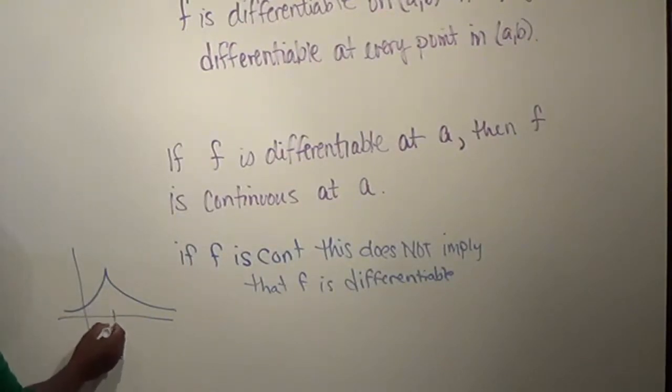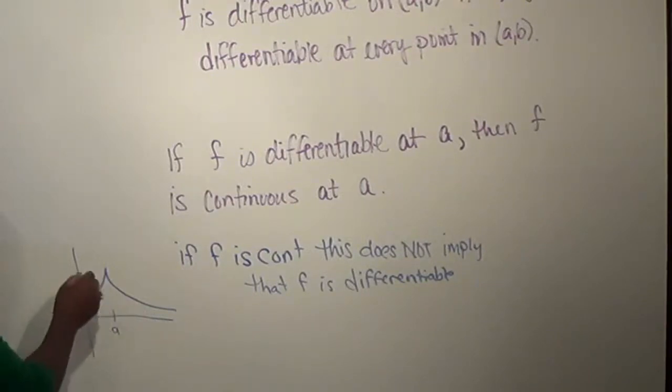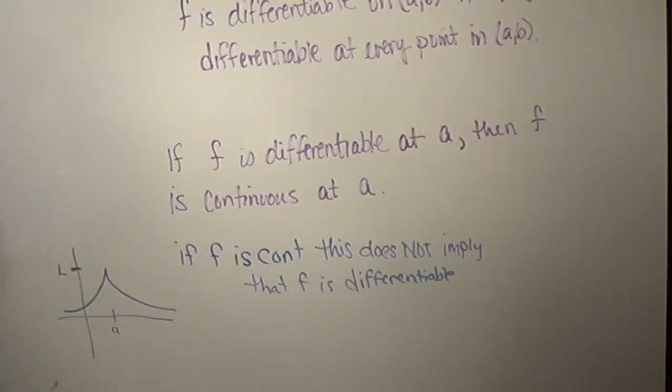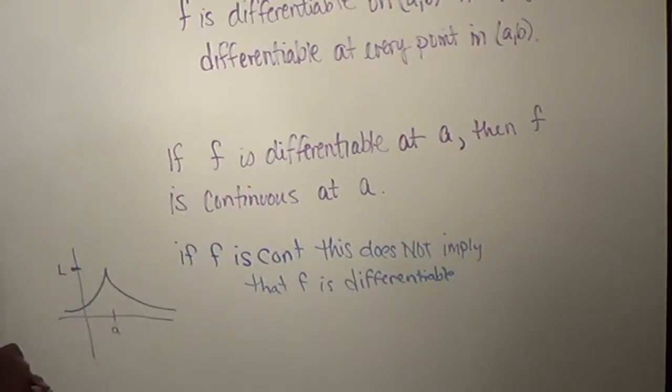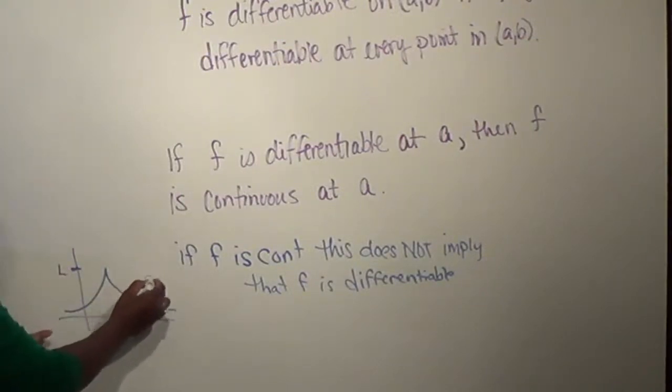And so here at this point A, first off we can see that this is continuous. F of A is defined. The limit from both sides are equivalent. They're both going to whatever this value here is. We'll call it L. And if we look at the function value, it's equivalent to the limit. So here the function is continuous.